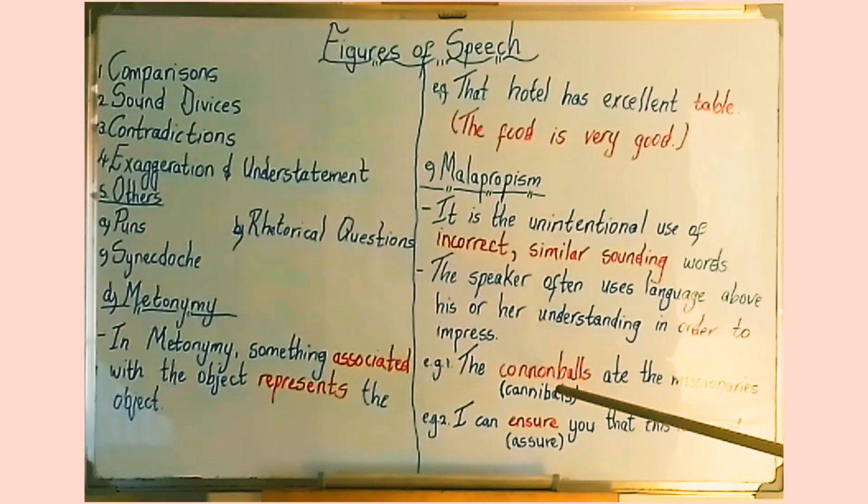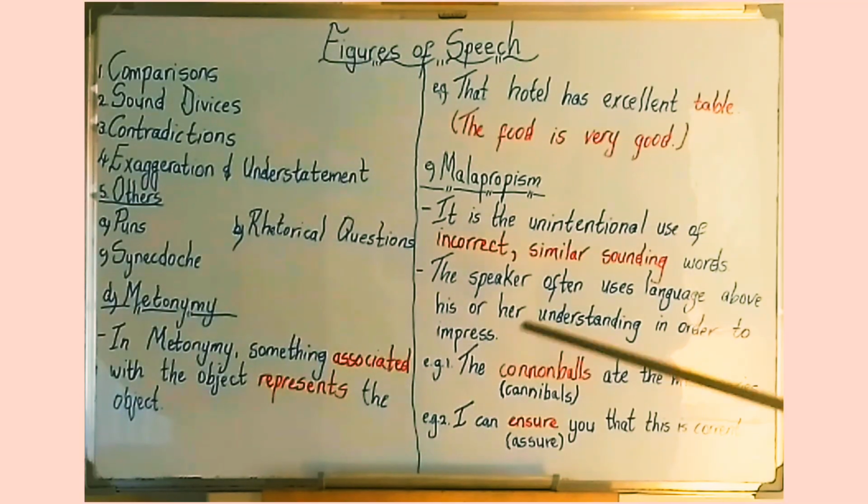So basically this person wanted to use the word cannibals because the word cannibals means people that eat people. So he meant the cannibals ate the missionaries. Missionaries are people, so the cannibals ate missionaries. But instead he used the wrong word and he said the cannonballs ate the missionaries.